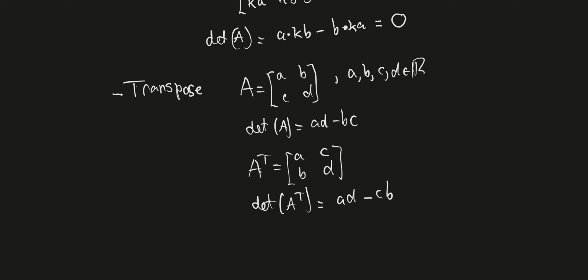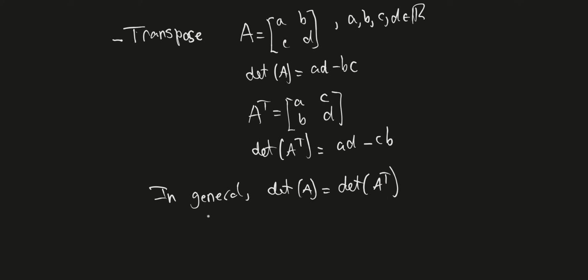It's very easy to establish these properties for the 2 by 2 case, and then we can extend them in a natural way to the n by n. So in general, the determinant of a matrix is going to be equal to the determinant of the transpose of the matrix. So taking the transpose does not affect the determinant at all. All right?